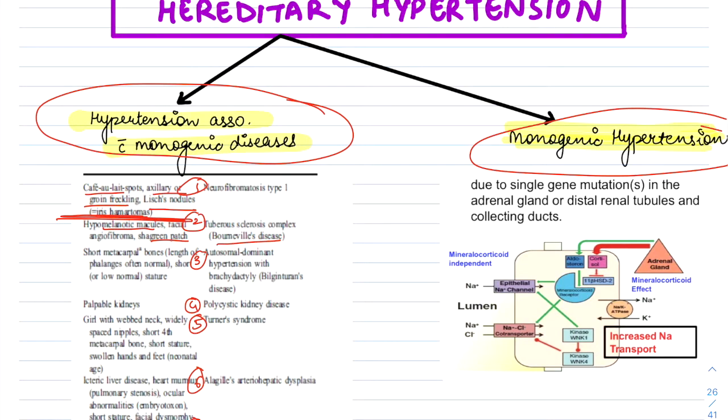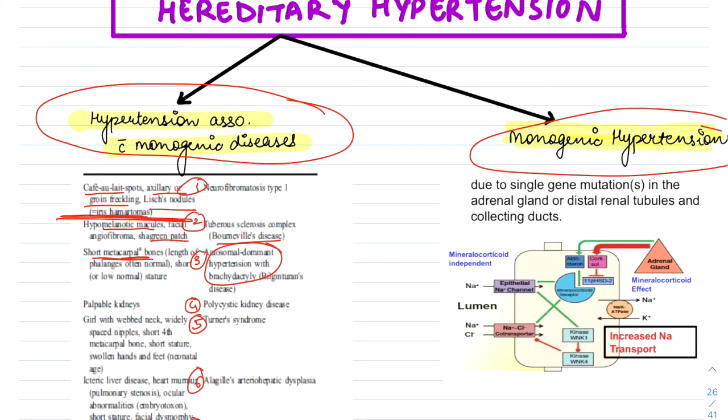Third monogenic disease associated with hypertension is Bilginturk syndrome, which is an autosomal dominant disease associated with short metacarpal bones and short to normal stature. Remember, here only the metacarpal bones are short while the length of the phalanges is normal. Because of its features, it is also called autosomal dominant hypertension with brachydactyly. So it is associated with short metacarpal bones.